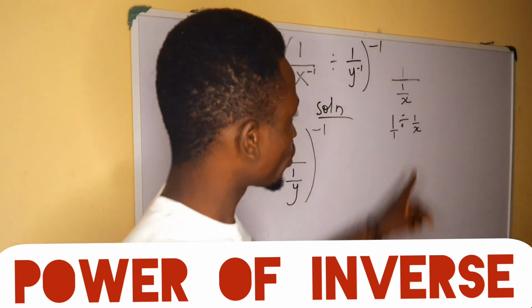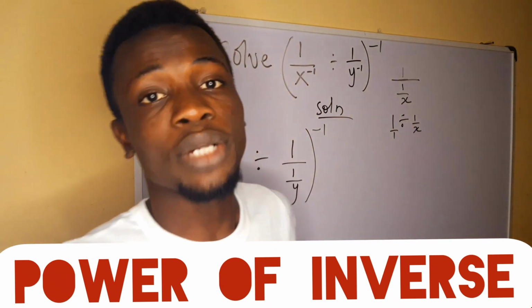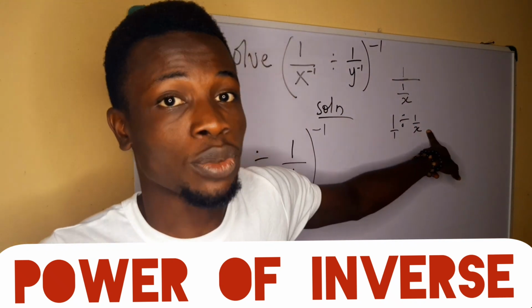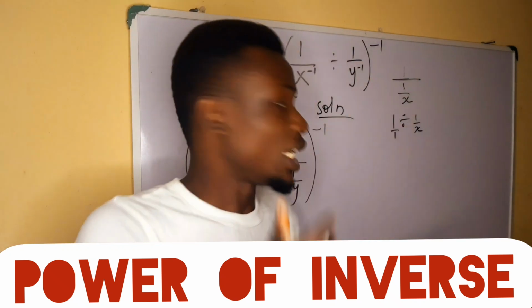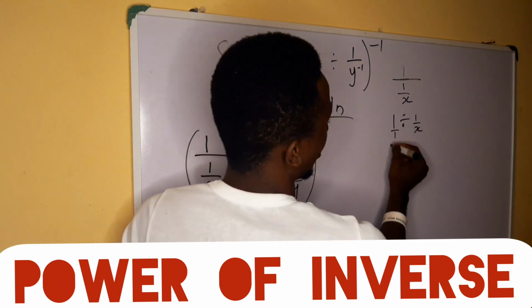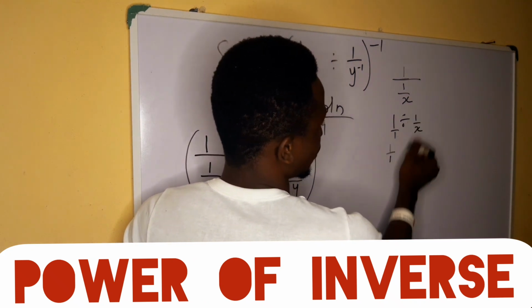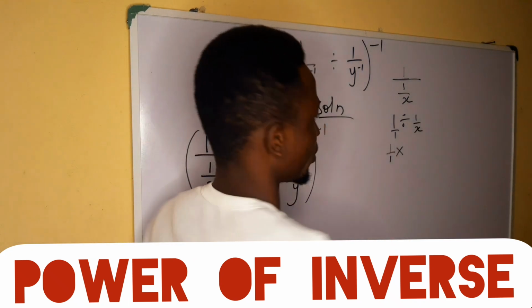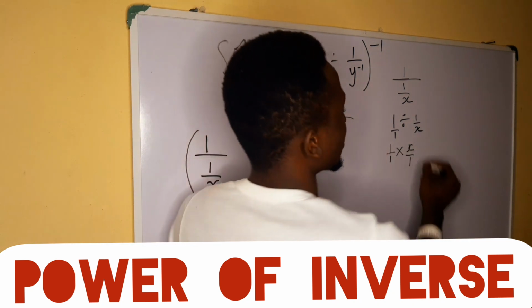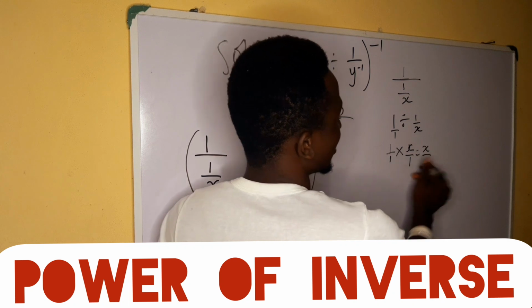So what is the next thing I'm doing? The division sign here will change to a multiplication sign. And the next fraction on the right-hand side, which is 1 over x, will be flipped. The denominator comes up and the numerator goes down. So this is going to be 1 over 1, and this division is changing to multiplication. Then it will be x over 1, which is, if you solve it, 1 times x is going to give us x, and 1 times 1 is 1.